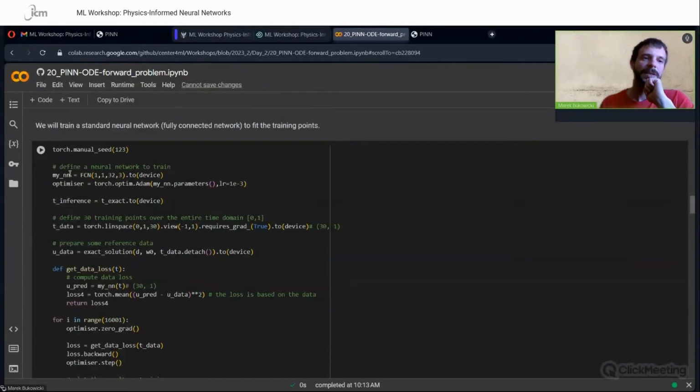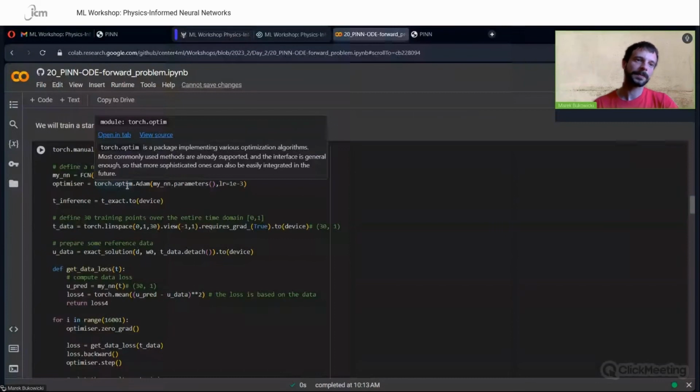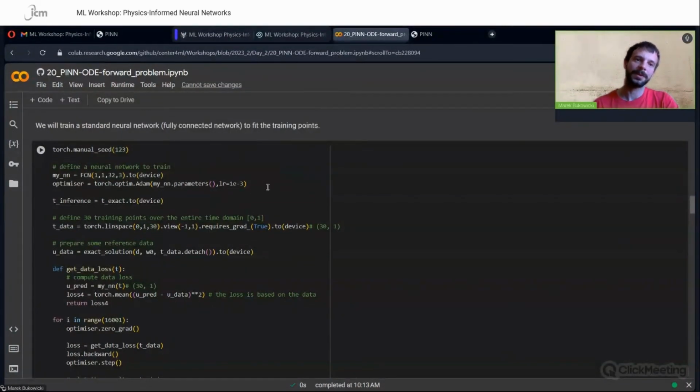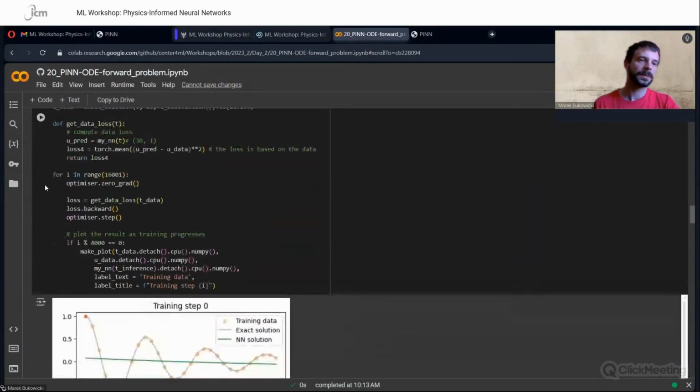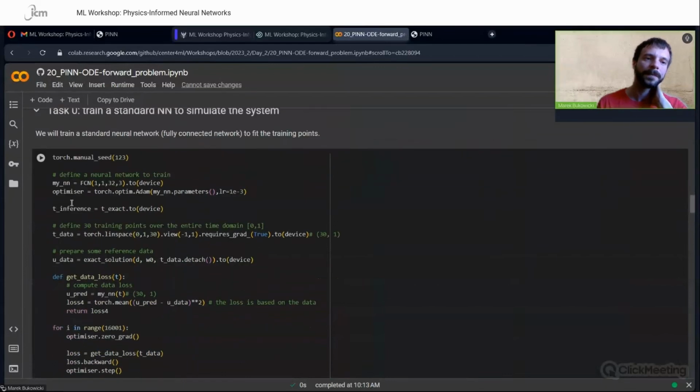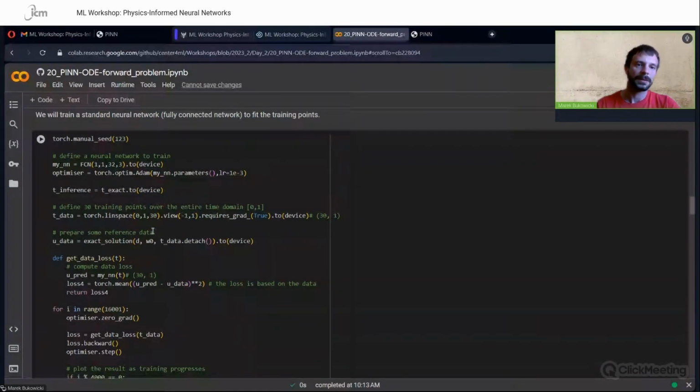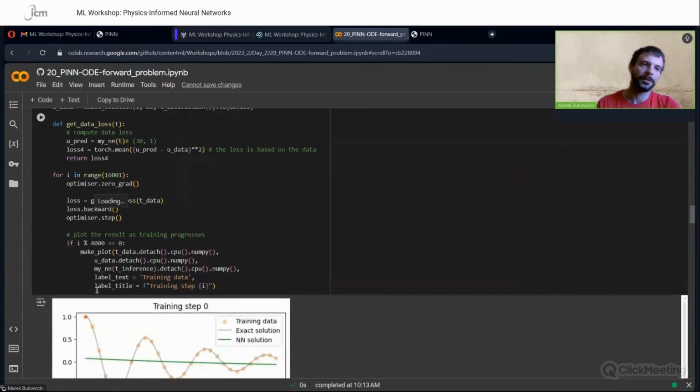Yeah, we initialized the network as before. The network has one input, time, one output, which is position, 32 hidden neurons, and 3 hidden layers. In the optimizer, we put the parameters of the neural network. Let's see this, our target, our network, in the training loop.